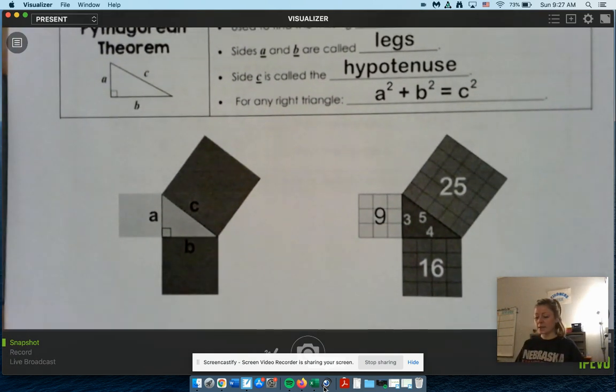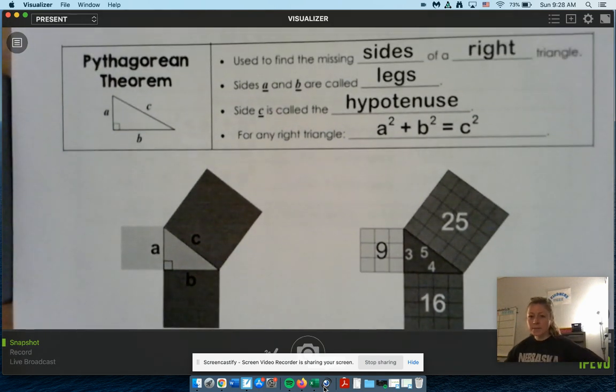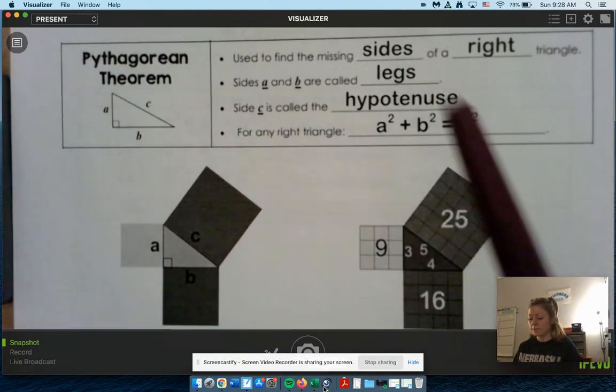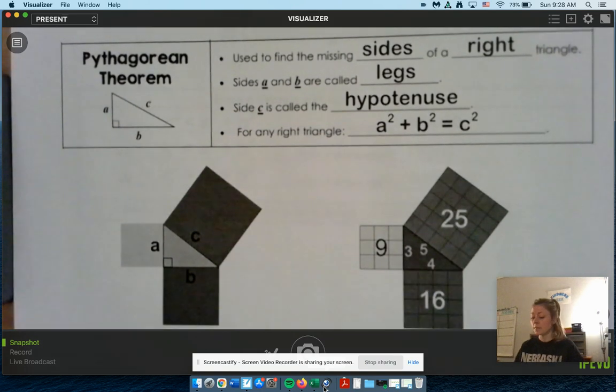So the Pythagorean theorem, again, let's go down a bit. It's used to find missing sides of a right triangle. A few keywords there: you can only use it to find sides, and it has to be a right triangle. If it's any other triangle, we can't use the Pythagorean theorem.